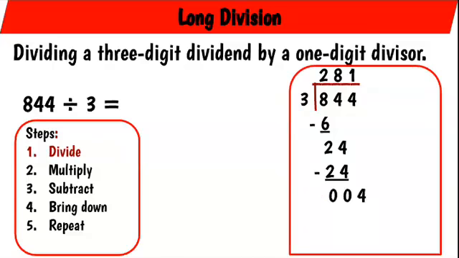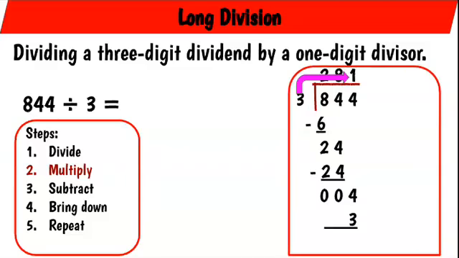We are going to get 1 group of 3 from 4. We still have to continue with our next step, which will be to multiply that 1 that we got by our divisor 3. So 3 multiplied by 1 would give us 3. We still have to continue with our steps. So here we got 3.